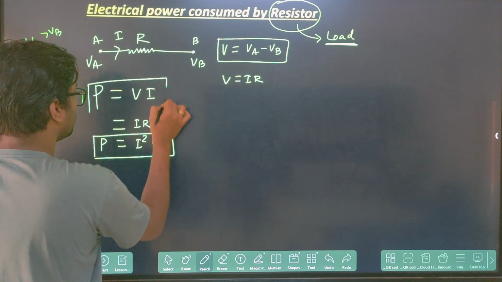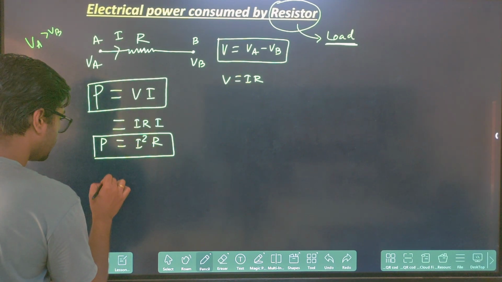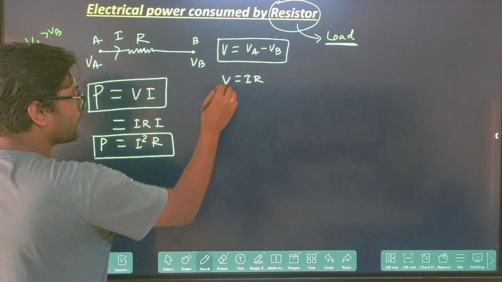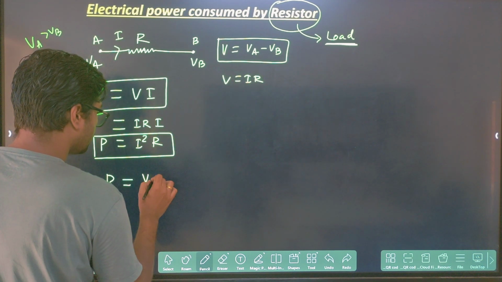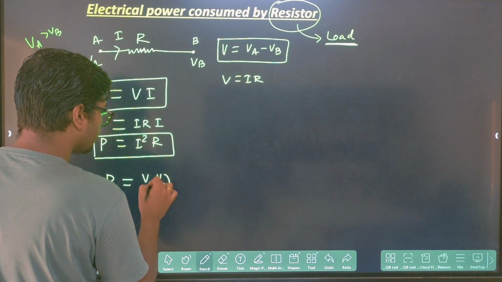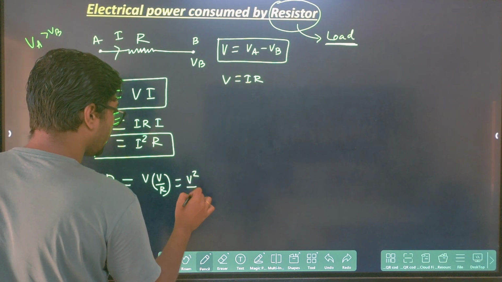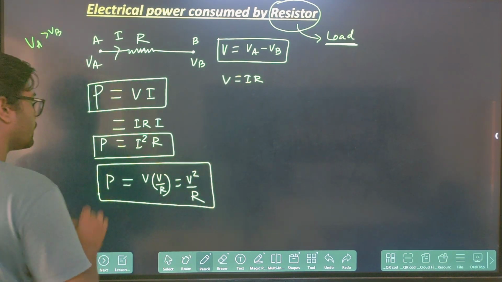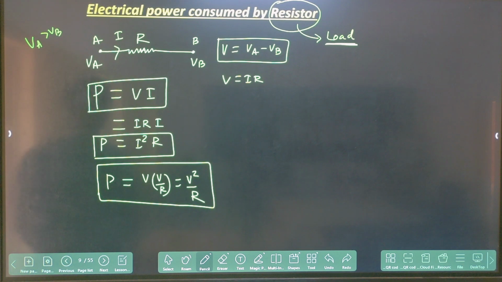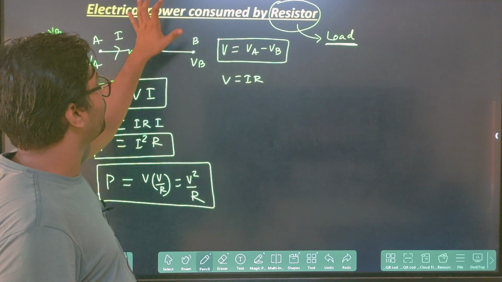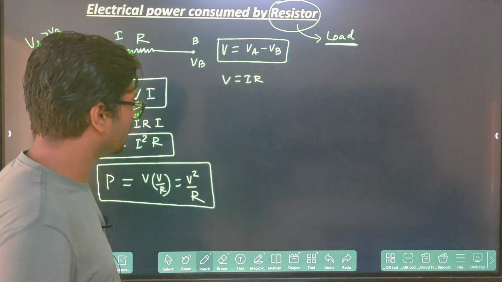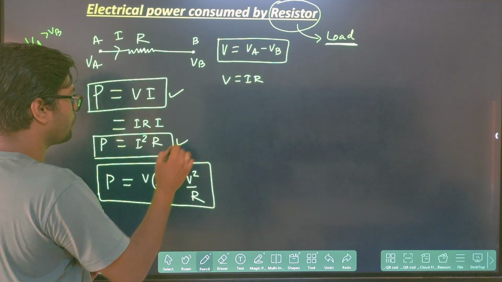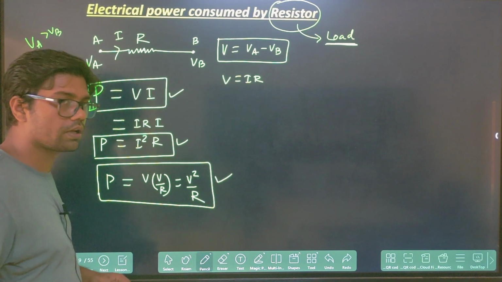Power equal to V into I. What else can I write? P equal to VI, so I can be written as V by R. So V into V by R. This will be V square by R. So power is also V square by R. Clear? So I can write the power consumed by the resistor in this format: P equal to VI, P equal to I square R, P equal to V square by R.